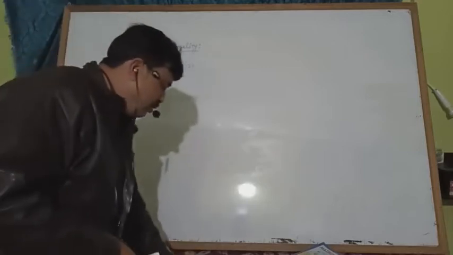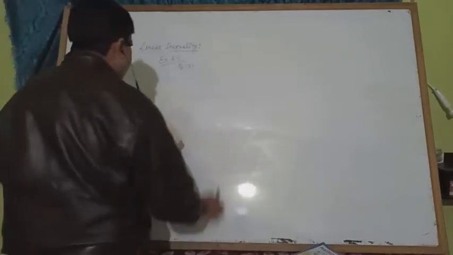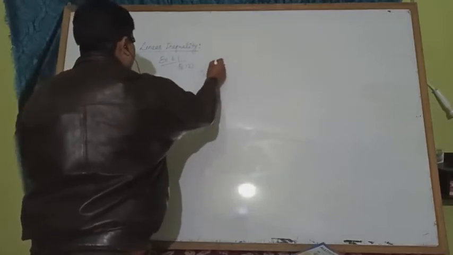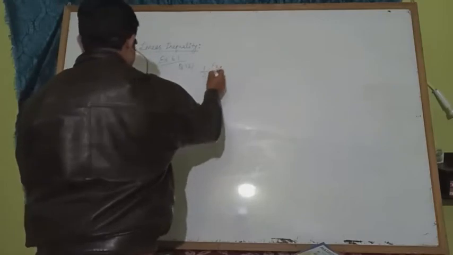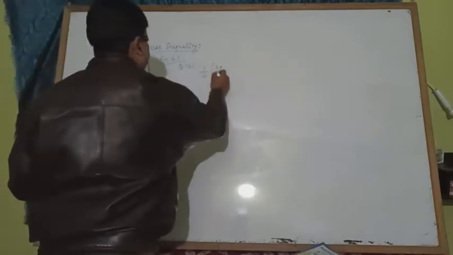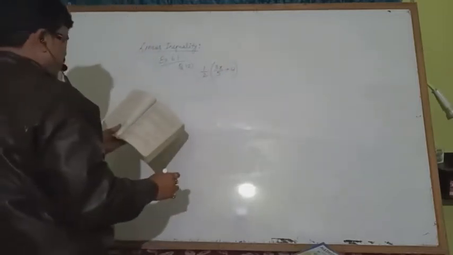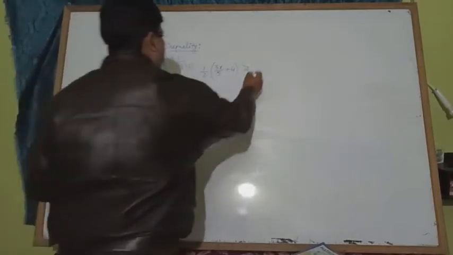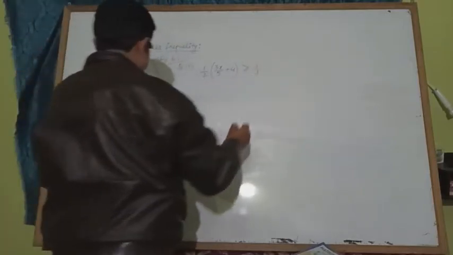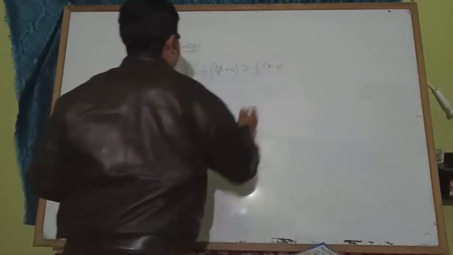So your question number 12 is to solve 3x by 5 plus 4 greater than or equal to 1 by 3 in bracket x minus 6.